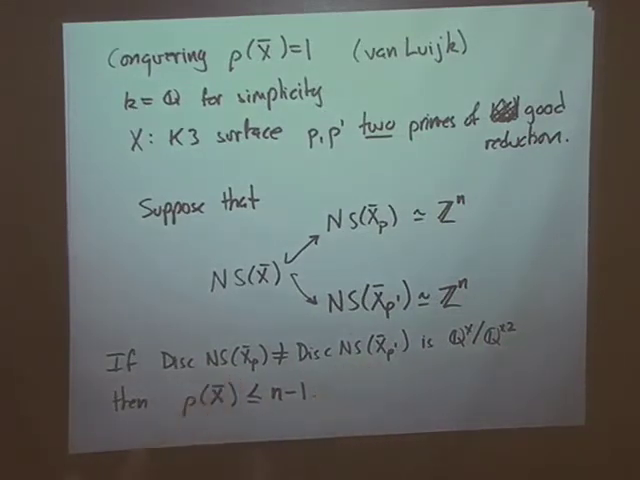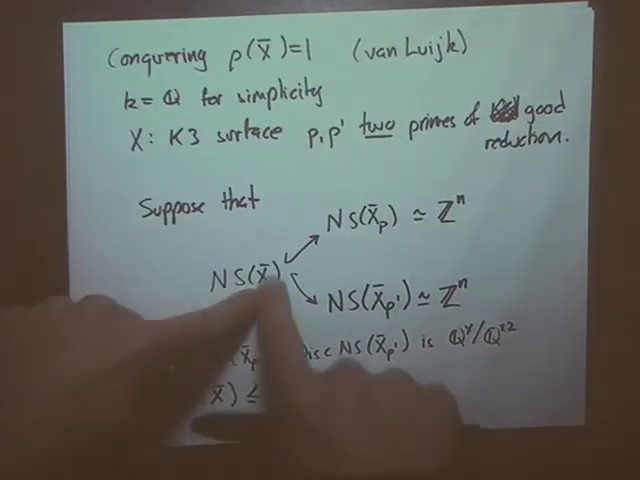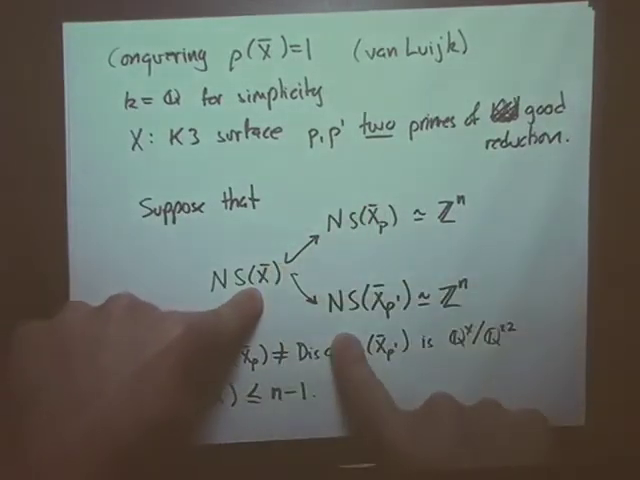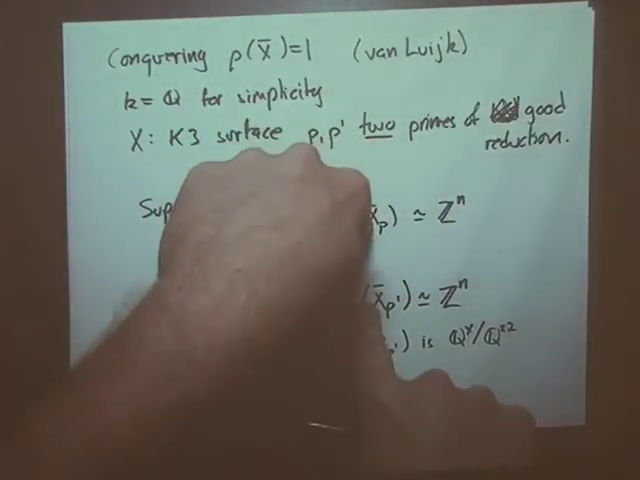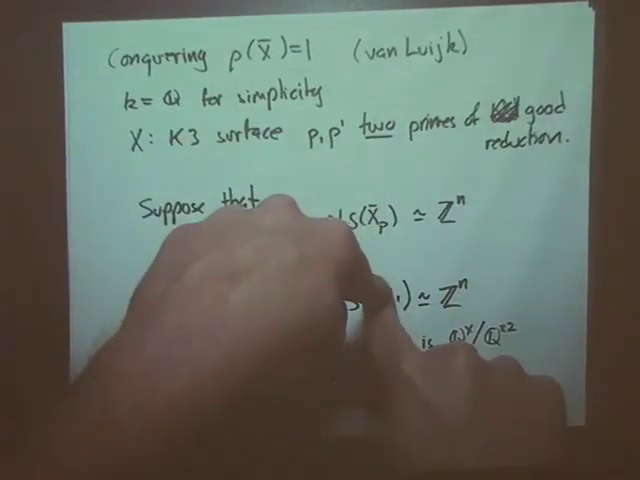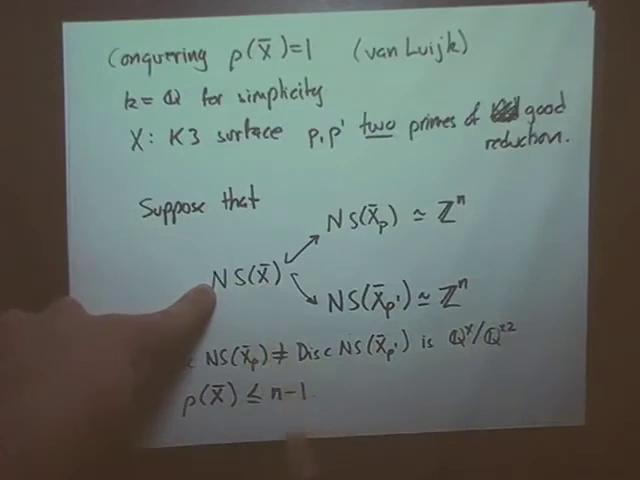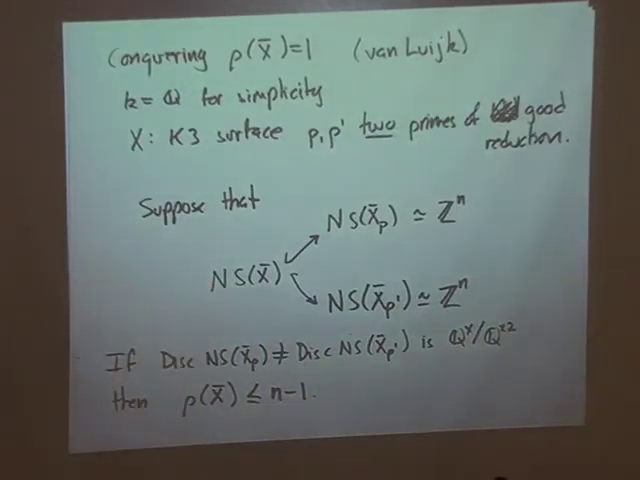Well, if it turns out that rho x bar has rank n, then this would be a full rank sublattice of both of these lattices. And then these lattices would have to have a discriminant that would differ by a square. If they don't differ by a square, this could not have been a full rank sublattice. So the rank is at most n minus 1. It's a beautiful, beautiful little trick.